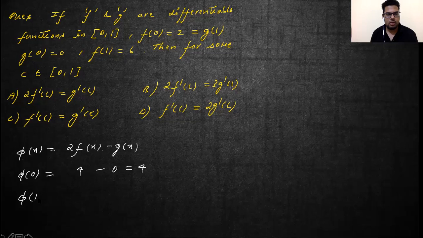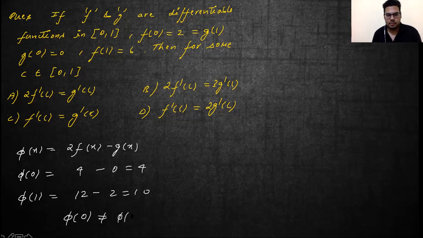Now, we will look for phi of 1. So phi of 1 is 2 times f of 1, which is 12, 2 into 6, minus g of 1, which is again 2, which is 10. So here phi of 0 is not equal to phi of 1, right? So similarly, we'll try to explore the options, right? This is the best thing that we have in hand.